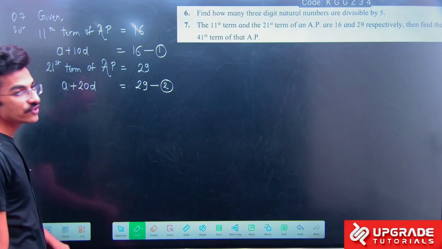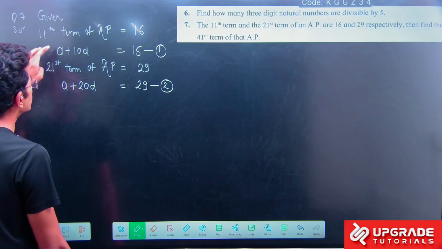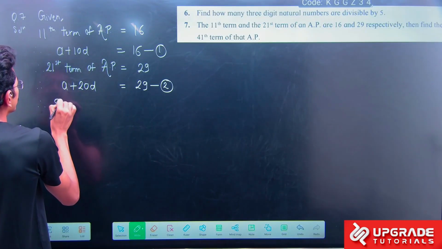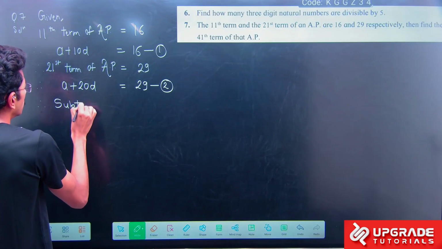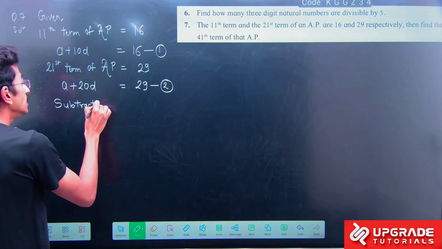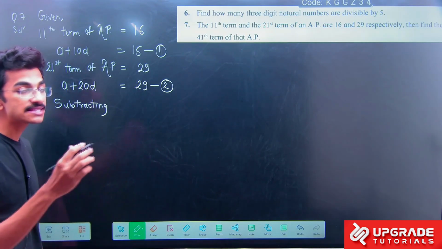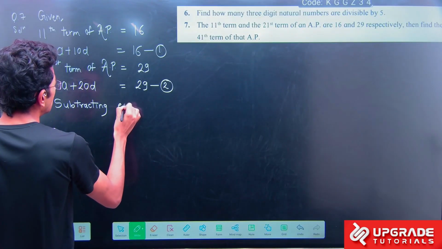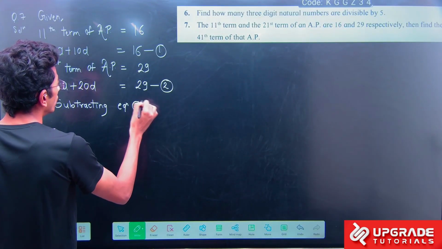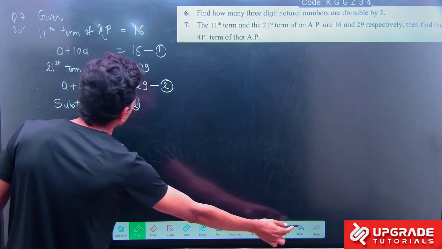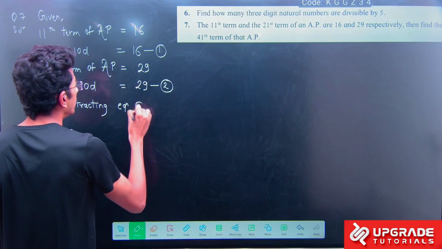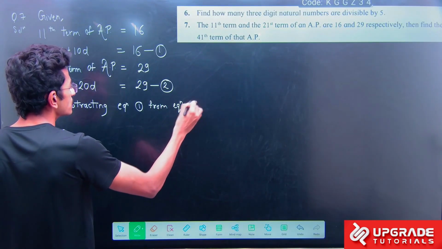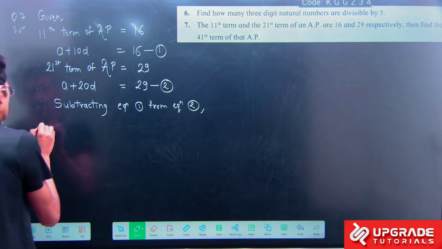We will check the coefficient of both the variables. Here the coefficient of a is 1. So now we will just subtract. Why are we subtracting? Because the coefficients are equal with equal signs. अगर coefficient के signs अलग अलग रहते तो हमको add करना रहता. Subtracting equation 2, we have to subtract equation 1 from equation 2. You can also subtract equation 2 from equation 1, no need.